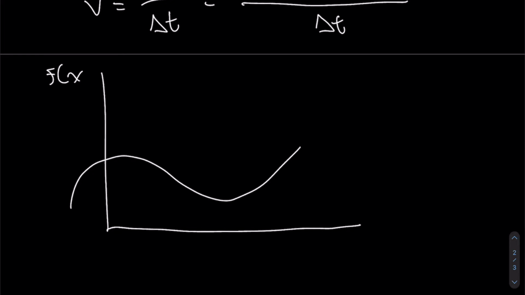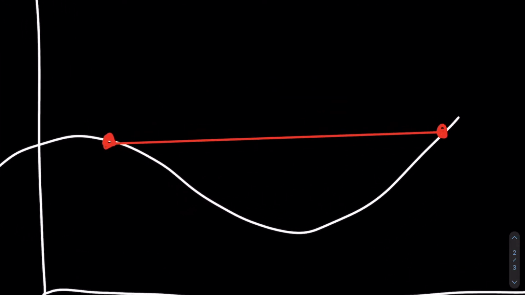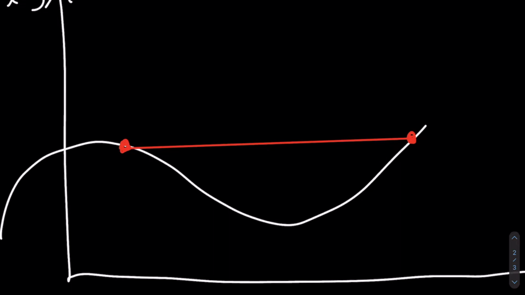So now I'm going to write this as f at x, and the horizontal axis will just be x. Well, if I pick 2 points like I did earlier and try to find the slope, that would be like finding the slope of the line connecting these 2 points, which would find the average slope between these 2 points. But that is not the actual slope, because as you can see, this line doesn't really line up with this graph in any way.